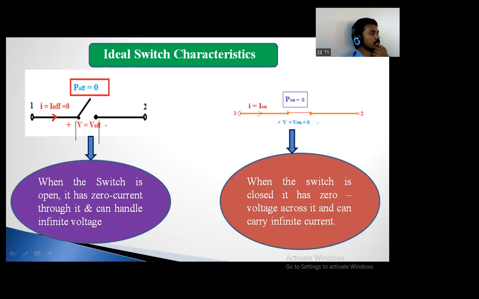So for that purpose, we need to check the switch. We need to understand the concept of the switches. Already we have studied in the basic electrical engineering. Is it right? Okay, but again repeated this point.